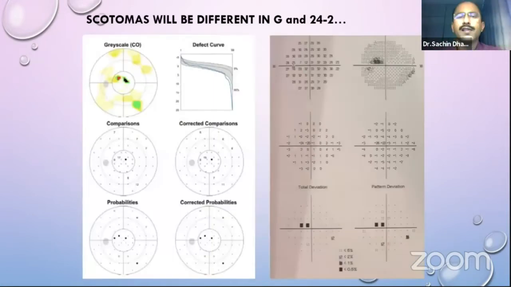Now, scotomas in the central part will definitely appear different in the G program because of the denser grid as compared to the 24-2. So the similar patient on the right side on the Humphrey and left side on the Octopus, you can see the data appears slightly different, and you can get a curvilinear scotoma here, whereas it appears like a straight line or 2 points adjacent to each other in the 24-2. So these differences will be there when you transition from one machine to another.